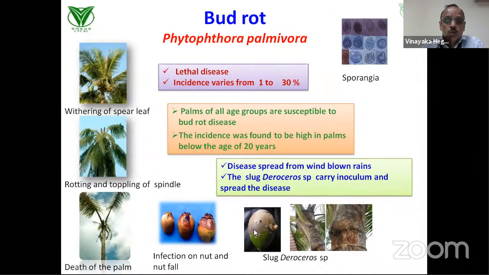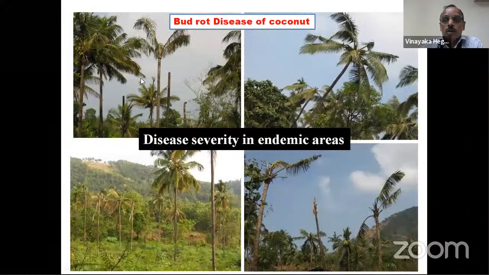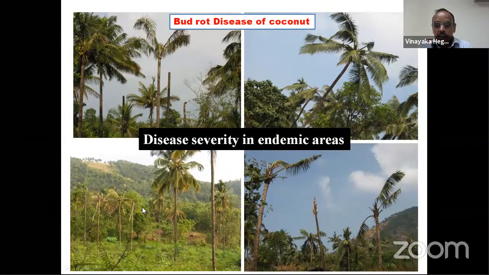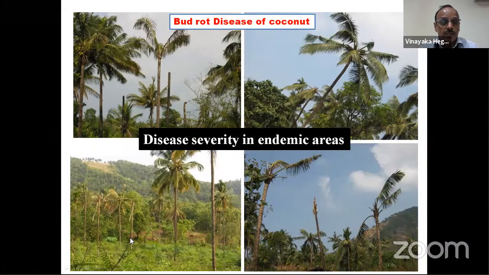The major source is in the soil. Either slugs or ants or something else, whichever goes up, carry the inoculum, and when it reaches these tissues, it will infect the young, moist tissues. The very young tissues are infected, and that causes the rotting. By the time we notice, there will be damage to the nuts and the whole tree. Well, these are trees where the crown has fallen. You can see this is mainly because of bud rot. This is all in the hilly tracts or in heavy rainfall areas where coconuts are grown.